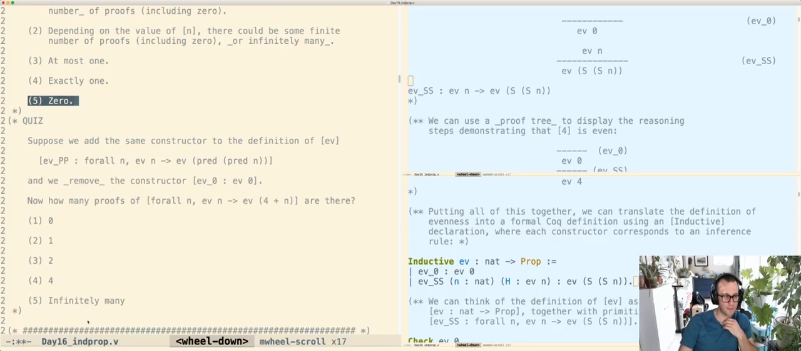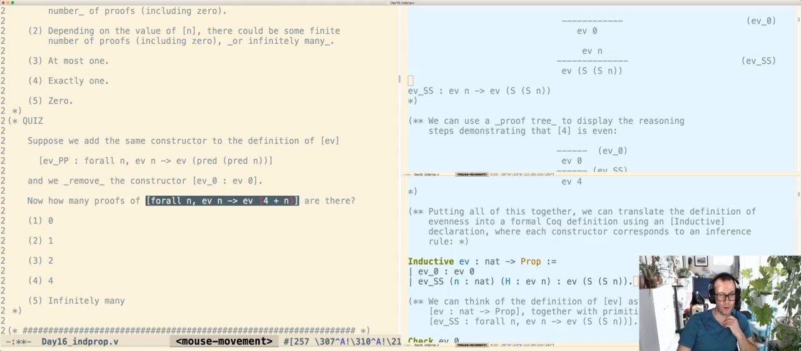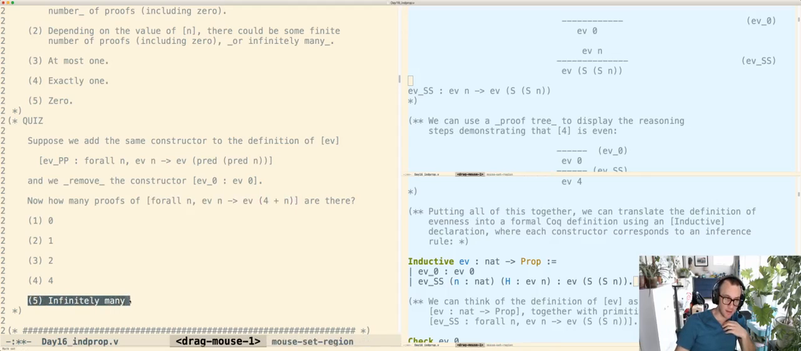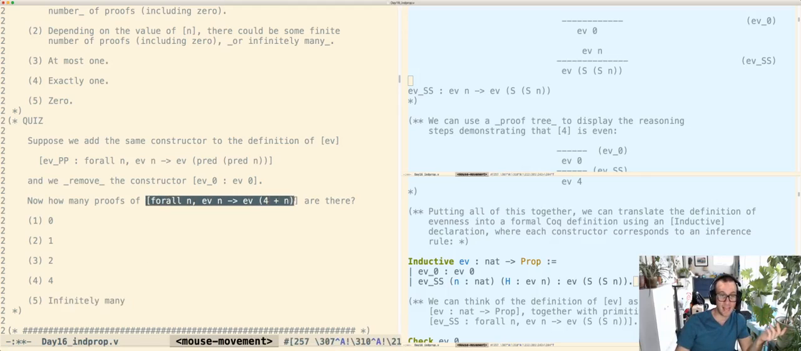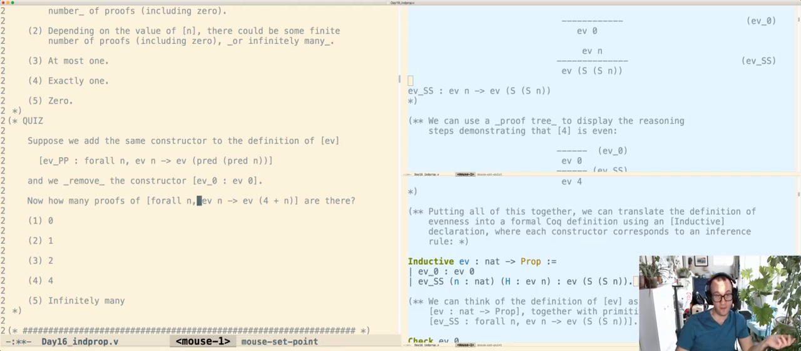Okay, what about this one? Suppose we do the same thing. We drop EV0. How many proofs of this theorem would we have? So the answer here is infinitely many. This is, I think, a confusing situation. We could come up with a wrong definition where we'd get to prove a fancy theorem about nothing. There would be no n such that EVN, but we would say, look, if EVN, then EV4 plus n, sure.